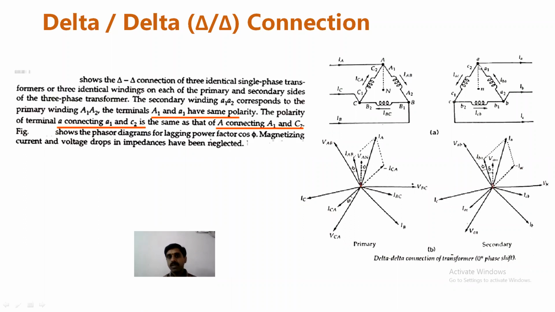If you observe here, the secondary winding a1, a2, corresponding to the primary winding A1, A2, the terminal capital A1 here and terminal small a1 here have the same polarity in this connection. The polarity of the terminal a connected to a1 c2 and the polarity of the terminal capital A connected to capital A1 capital C2 show this is the polarity that we can observe. They have the same polarity.